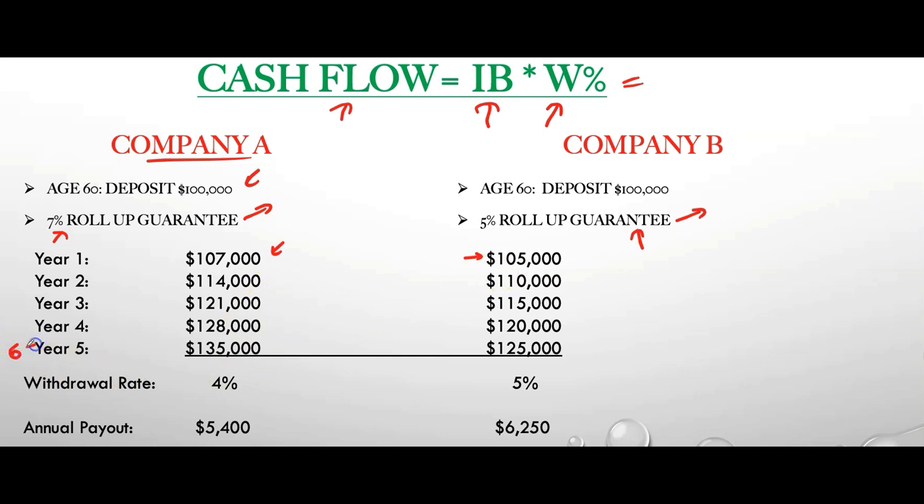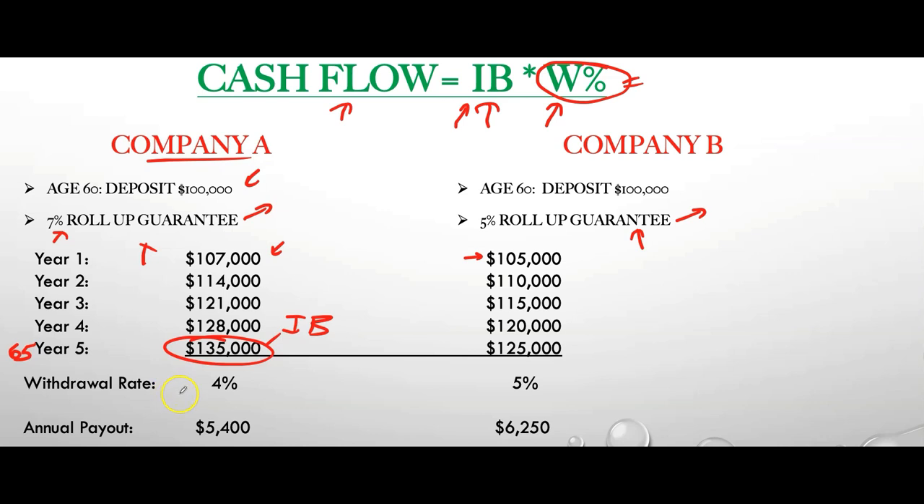So if this person is age 65 and they want to trigger lifetime income, they're looking at this nice shiny object saying, well, company A, my income base is guaranteed to be $135,000. Not so fast. The way this formula works, the way the calculation works, is by the income base multiplied by the withdrawal rate percentage.